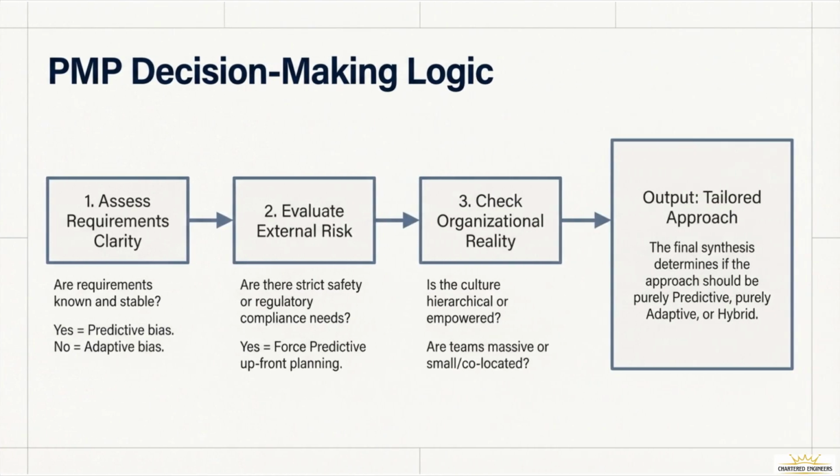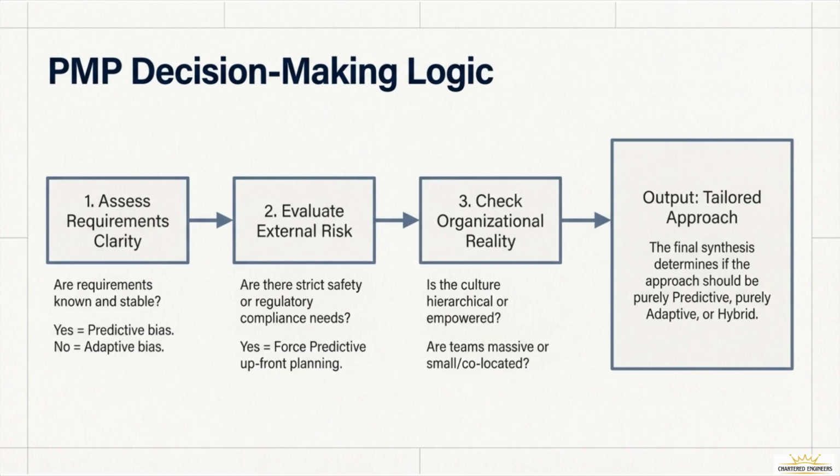When you are faced with a "what should the project manager do next?" question on the exam, use this 3-step logic. It is a systematic way to reach the tailored approach. Step 1 is to assess requirements clarity. Ask yourself, are the requirements known and stable? If the answer is yes, you have a predictive bias. If the answer is no, if they are fuzzy or expected to change, you have an adaptive bias. This is your starting point.